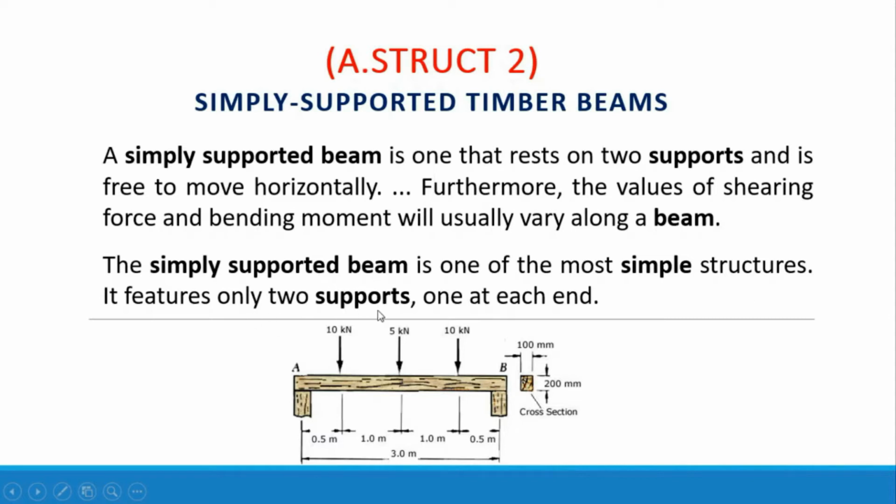It features only two supports, one at each end. So this is an example of a wood or timber beam with a simply supported beam, which at A we have a support and at point B is another support, and the forces along the line AB.